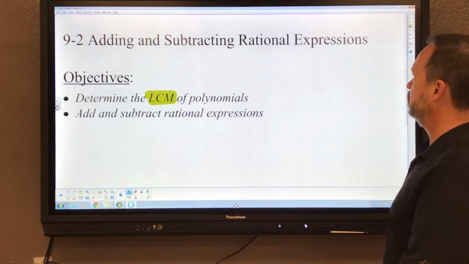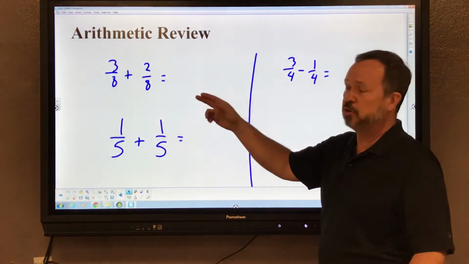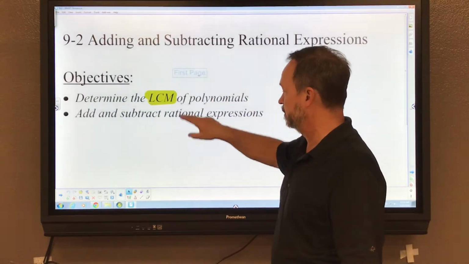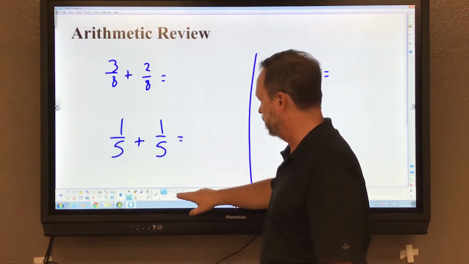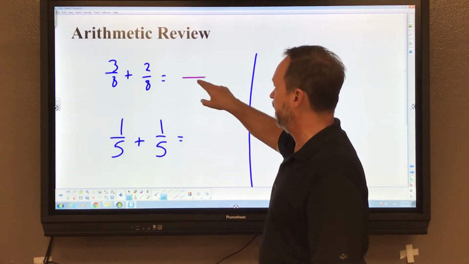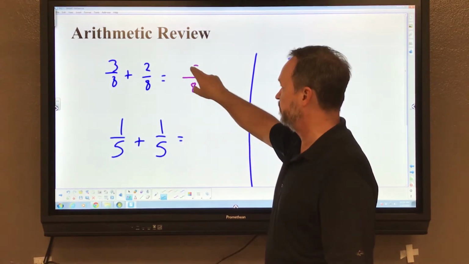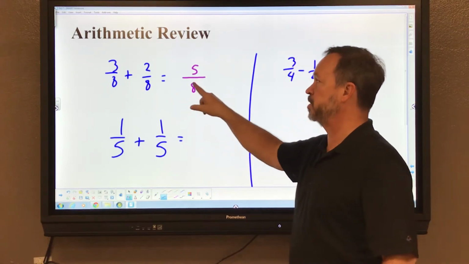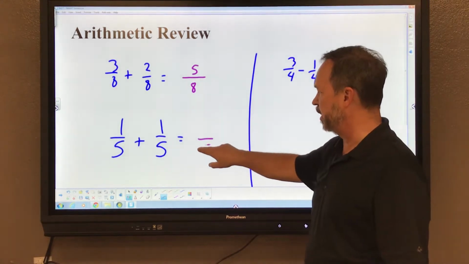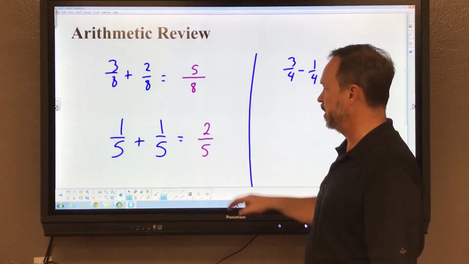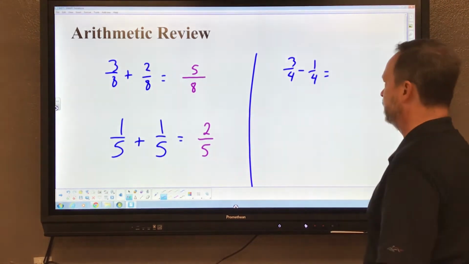Let me remind you that if you already have a common denominator, then you just keep the denominator and work with the numerators. In this case, 3 plus 2 is 5. You probably know that 3/8 plus 2/8 is 5/8. And 1/5 plus 1/5, you keep the denominator, you add the numerators, and you get 2/5. Now, if we could have reduced those fractions, we would have, but in those cases we didn't.